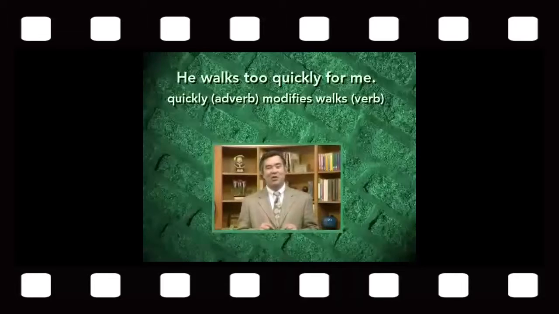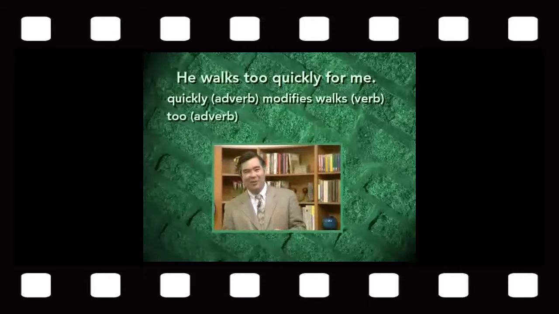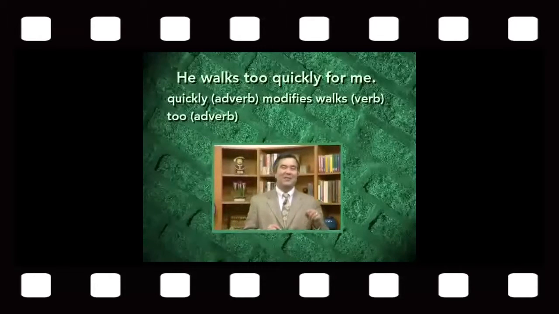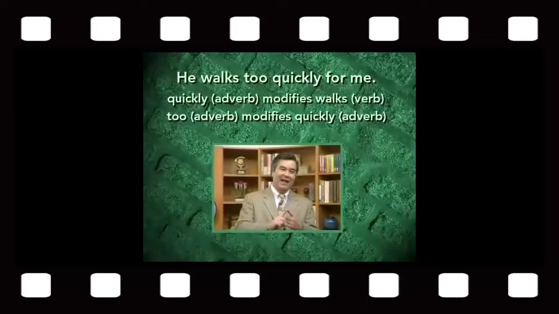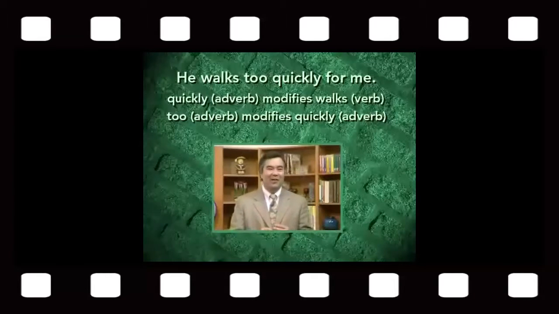Now what about the word too? He walks too quickly. What part of speech is too? Well, too is another adverb, and in this case, too is modifying the adverb quickly. Remember we said that an adverb can modify a verb, it can modify an adjective, or it can modify another adverb. This is an example of an adverb modifying another adverb.